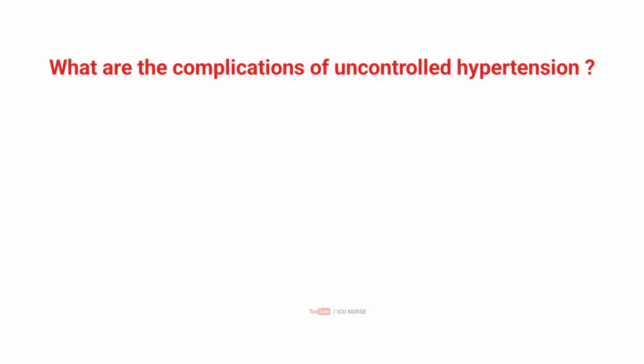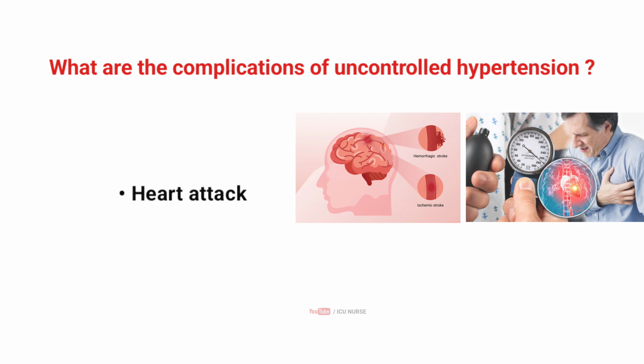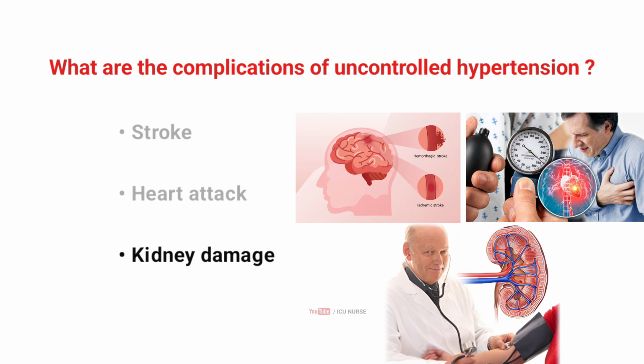What are the complications of uncontrolled hypertension? Stroke, heart attack, kidney damage.